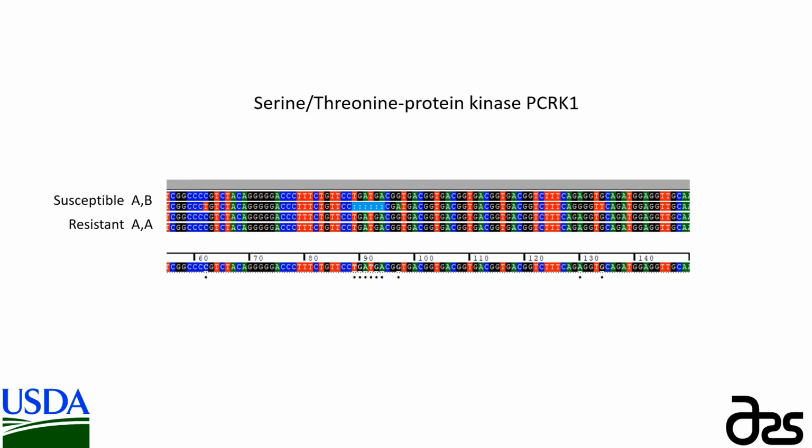This slide demonstrates how this information could be used to develop molecular markers, where we clone and sequence a serine threonine protein kinase, PCRK1, from susceptible versus resistant. What we find is that susceptible has an AB allele, whereas the resistant has a duplication of the A allele, homozygous, and we can see the SNPs at different locations. We can identify an indel as well, where we can produce a PCR product and generate different sizes for genotyping application.